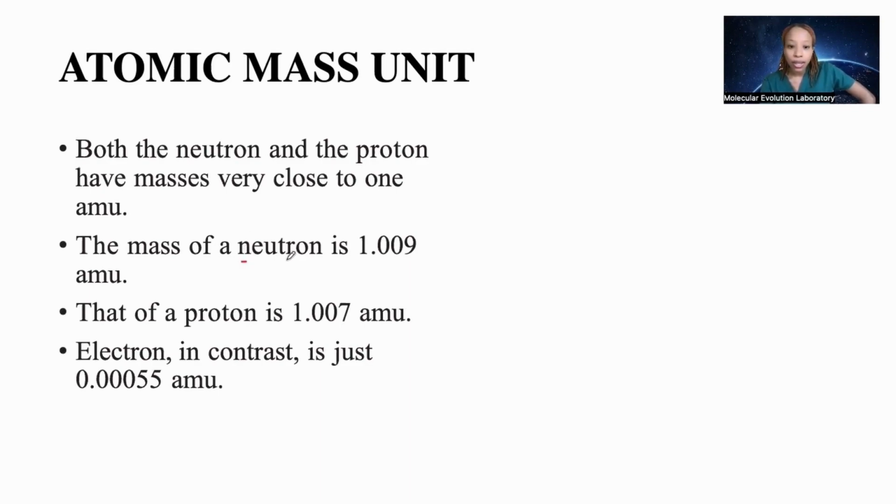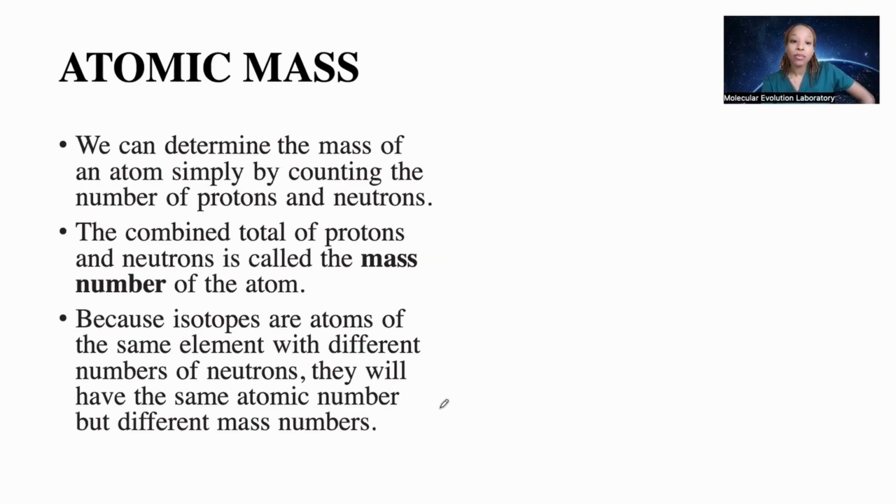So the neutron itself has an atomic mass of 1.009 atomic mass units. The proton almost measures the same. Proton is 1.007 atomic mass units. And as we mentioned before, the electron is almost insignificant when it comes to mass when compared to the proton and the neutron. The electron is basically 0.00055 atomic mass units.